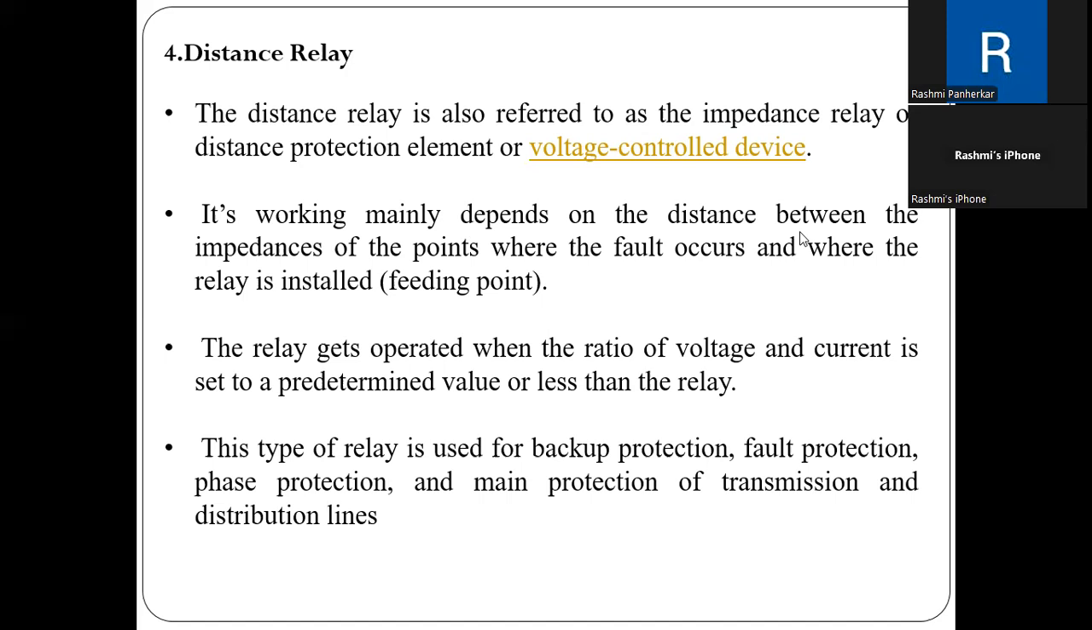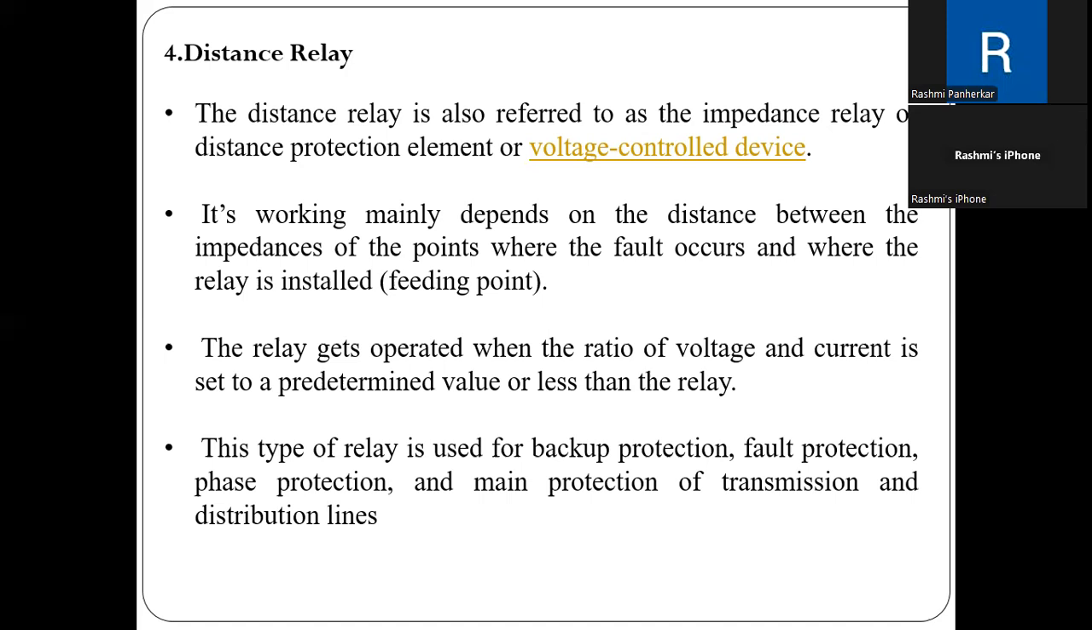Its working mainly depends on the impedance between the point where the fault occurs and where the relay is installed. So the relay operates when the ratio of voltage and current is equal to or less than the predetermined value of the relay.